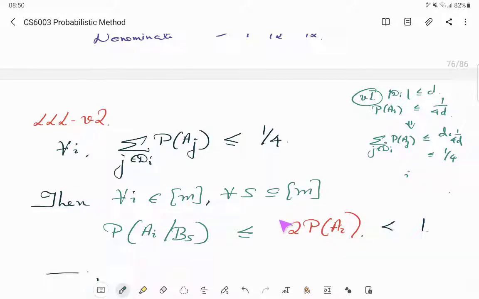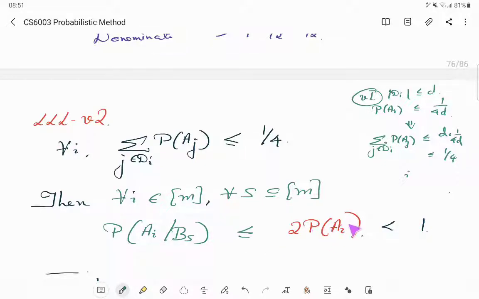But there, we showed something like P of AI given BS was at most 1 by 2D. Now, 1 by 2D also, if you think, happened to be twice this upper bound, okay? And that also came up in the proof, in that last step of the proof. But here we are going to explicitly write it as just twice P of AI, right? So let's see this proof, and then maybe we will come back and try to give some interpretation to this kind of an inequality.